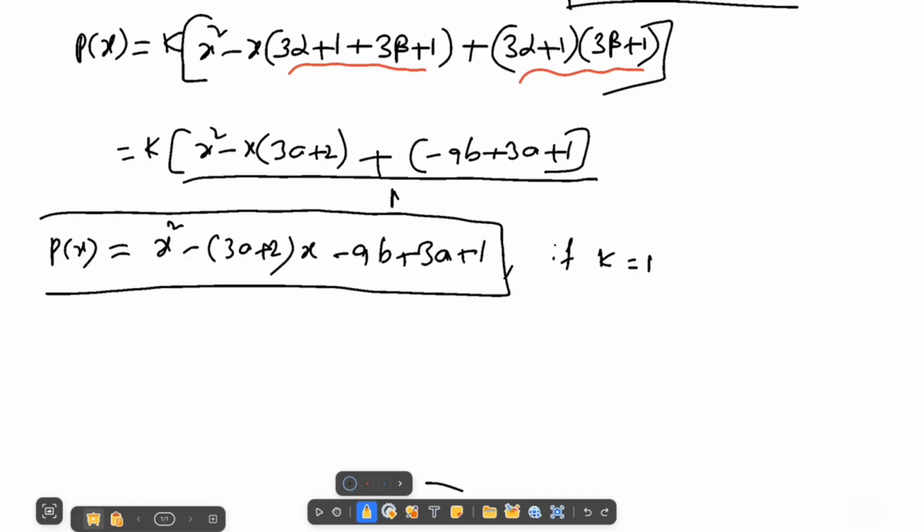So what is that one? x square minus of 3a plus 2 x minus 9b 3a plus 1. Here the coefficient of x square is 1 and the coefficient of x is minus of 3a plus 2, and the constant term is this one, this total. So this is the required quadratic polynomial.